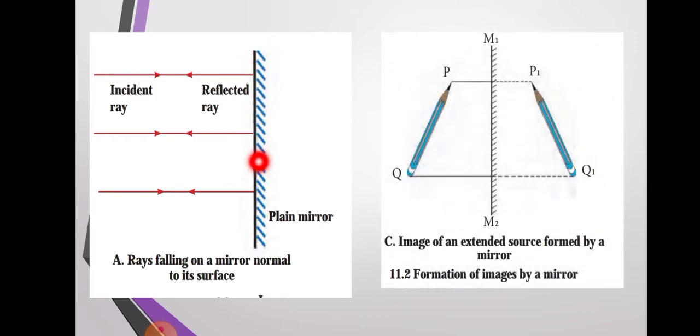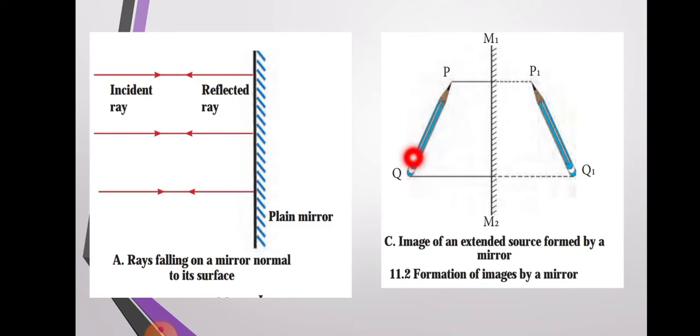Here two diagrams are given, very easy. Let's take an example that this is a plane mirror and you're standing over here. What happens? The incident ray falls on this plane mirror and reflects back, so that you observe your image in it. Now here you can see again a plane mirror. A pencil is there. The pencil is one kind of object which is in front of the mirror.